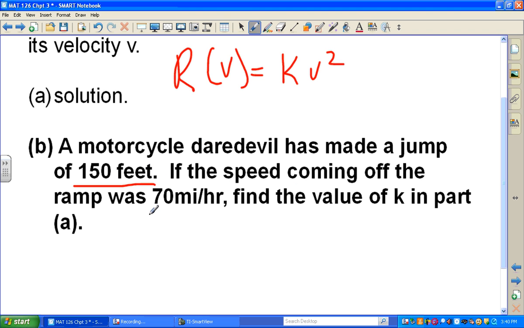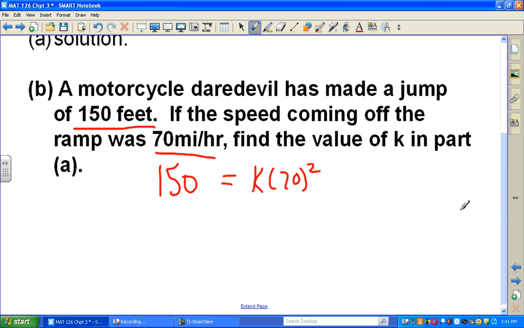If the speed coming off the ramp was 70 miles per hour, find the value of K in part A. Well, I think the 150 goes in for R, and I think the 70 goes in for V. So 150 equals K V squared. That means that K equals 150 over 70 squared. Does that sound right?